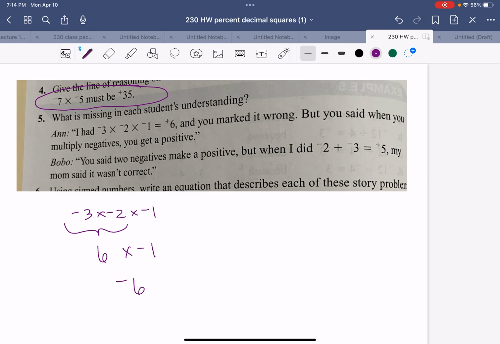Okay. For Bobo, he says, you said 2 negatives make a positive, but when I did -2 plus -3 equals +5, my mom said it wasn't correct. So when you're doing -5 plus -3, that's not multiplication. Okay, so you can't use the rule that 2 negatives make a positive, right? It's when 2 negatives multiply together give you a positive. Okay, so you're just kind of trying to correct the details in their thinking.